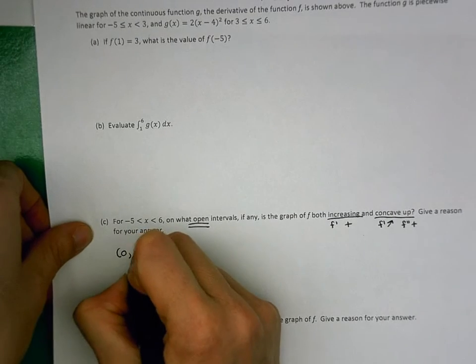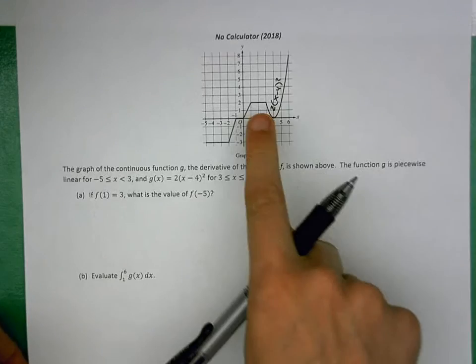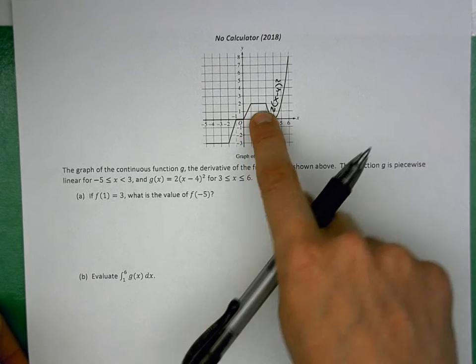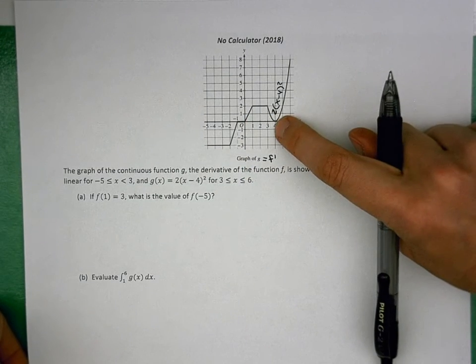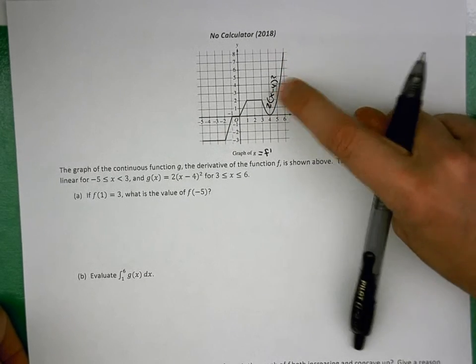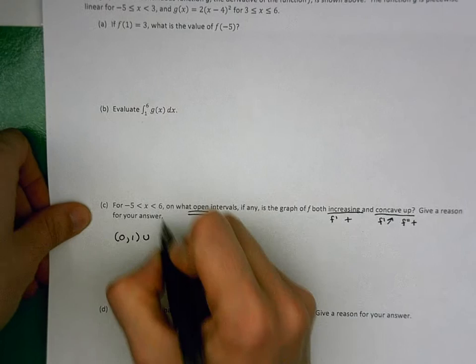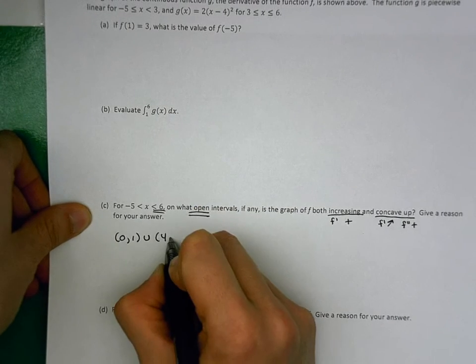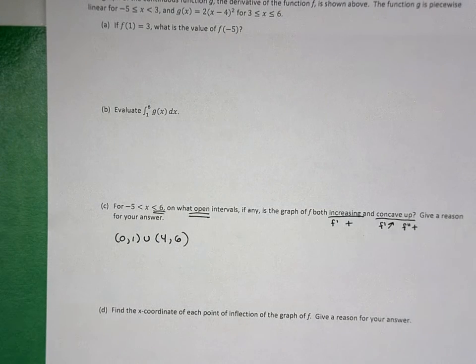And then f prime's not increasing anymore, and then f prime is decreasing. But then starting here at x equals 4, from 4 the rest of the way, f prime is positive, above the x-axis, and increasing. And so from 4 the rest of the way, which for this problem is to 6, that's the second interval. Give a reason.